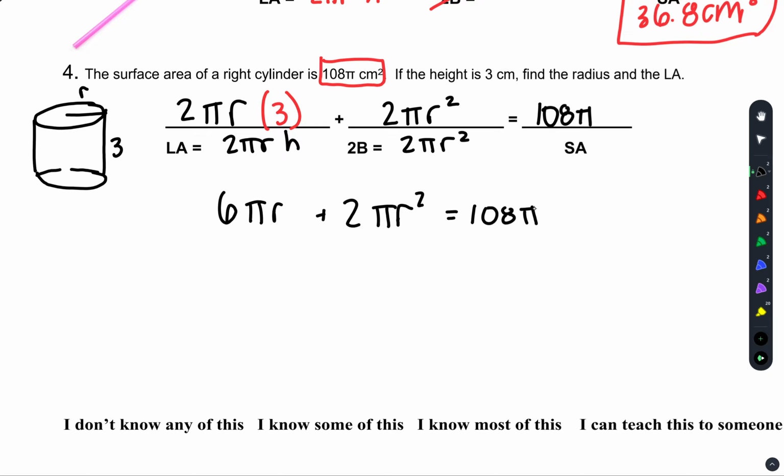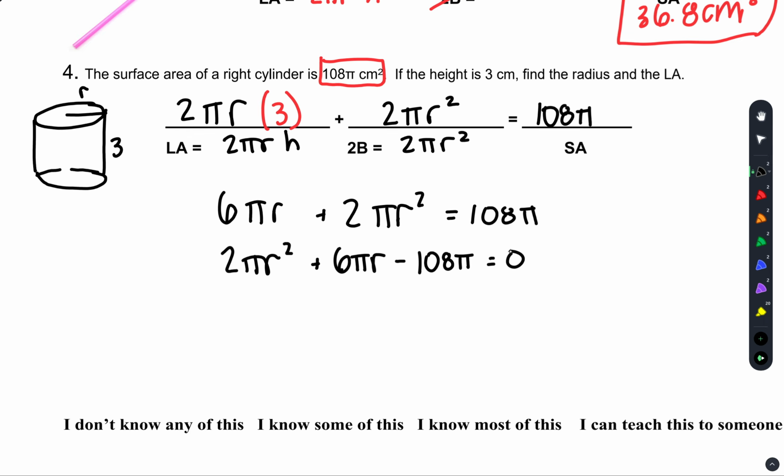Good? Anybody seeing what's about to happen here? I'm going to move everything to one side. I'm going to reorder this so it's kind of in a more standard form for me. I'm going to move the 2 pi R squared out to the front. I'm going to put the 6 pi R in the middle, and I'm going to subtract 108 pi to the other side so that I have it equal 0.